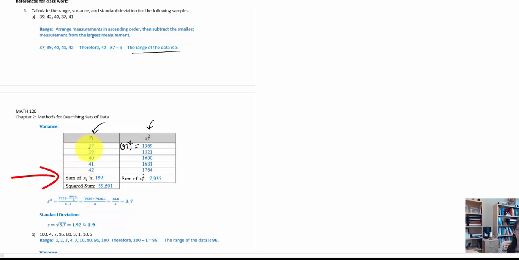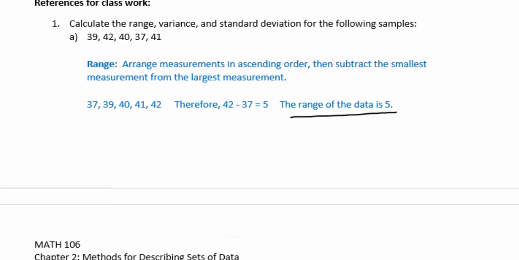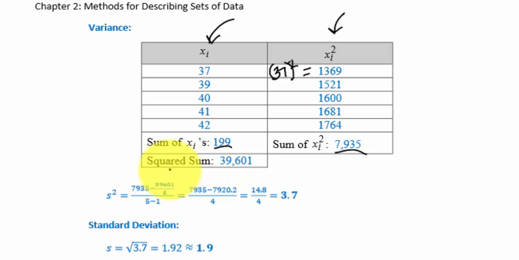You'll notice now in the table, I've got the sum of my x's. I'm simply adding 37, 39, 40, 41, and 42, and that sum is 199. Starting with 199, I will square that, and that is my squared sum of 39,601. My other column is x squared. I will sum all of the x squared values, and that is called the sum of x squared. That total is 7,935.